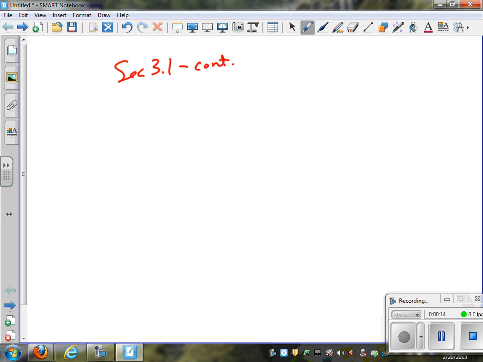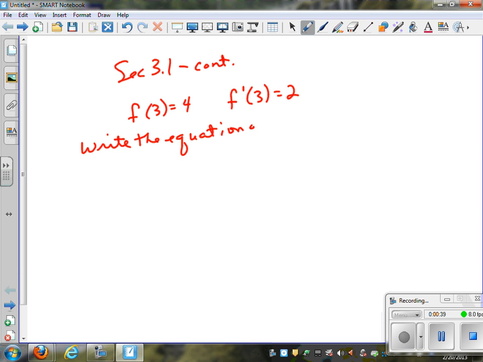So let's say they give you this information. f of 3 equals 4, and the derivative of f of 3 is 2. Could you write the equation of the tangent line and the normal line at x equals 6?